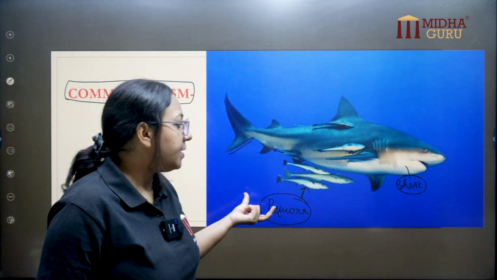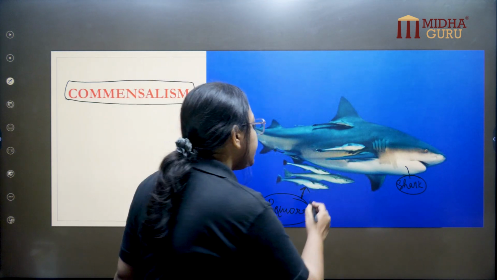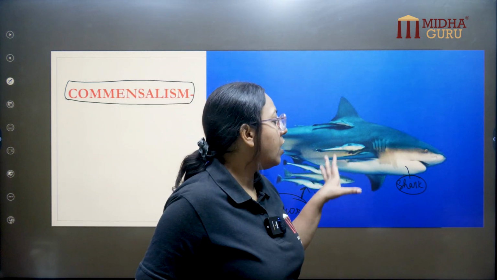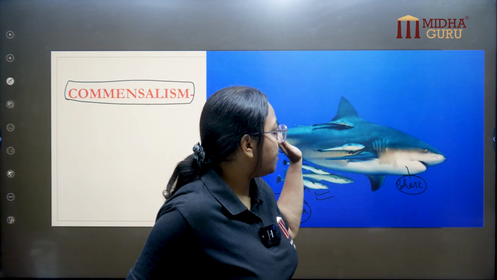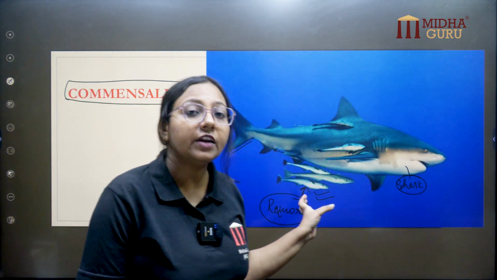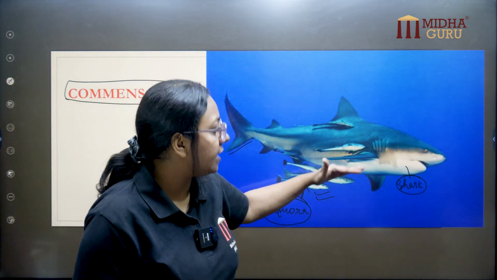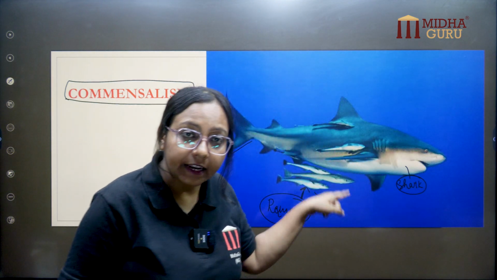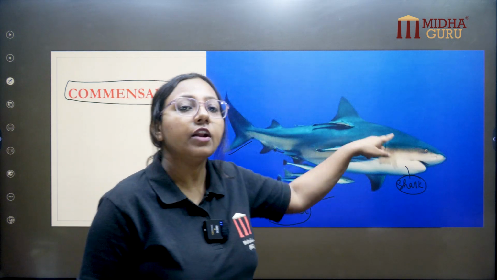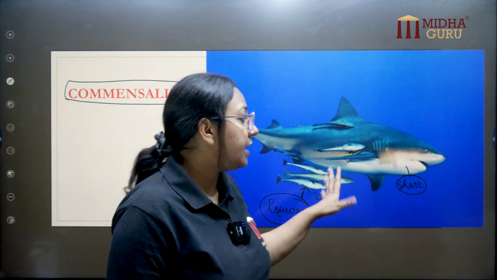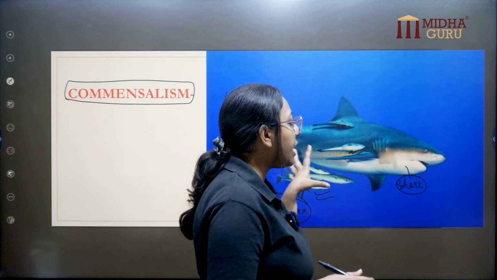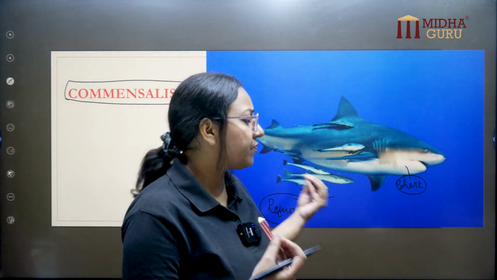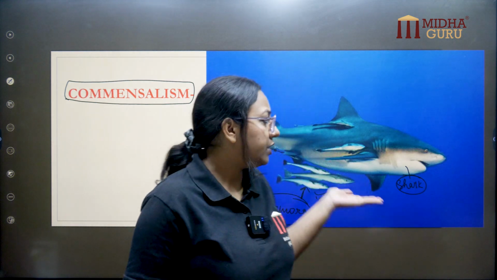So what is happening here? Who is getting benefited? Obviously the remora fish, the small fishes, because they don't have to swim a lot, and they are also protected from other things when they are on the shark's body. But what happens to the shark? Is it getting disturbed, benefited, or harmed? Nothing, it is unaffected here. The shark is not getting any benefit, nor any harm or injury. Nothing is happening to it, so it is unaffected.